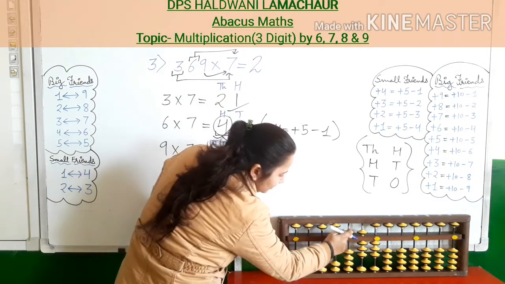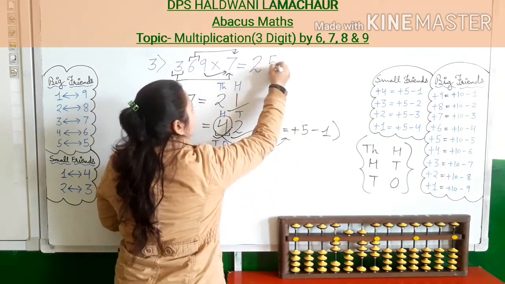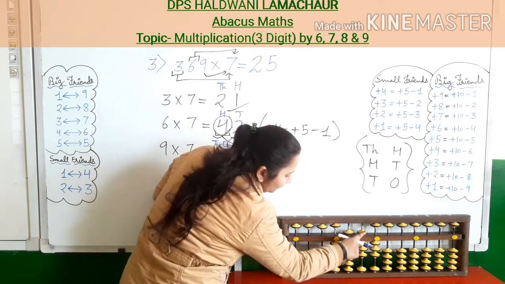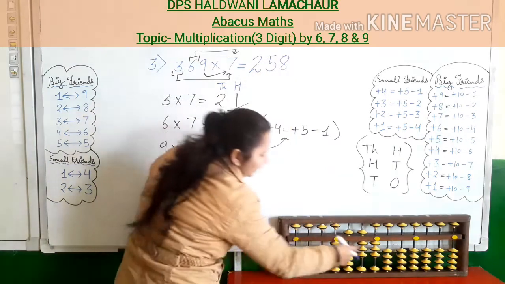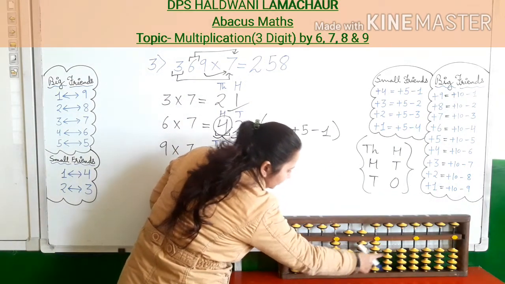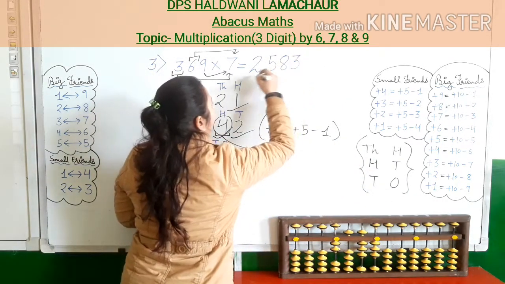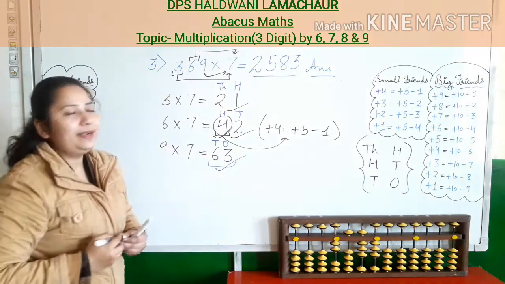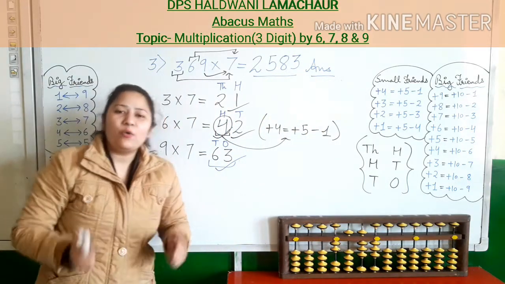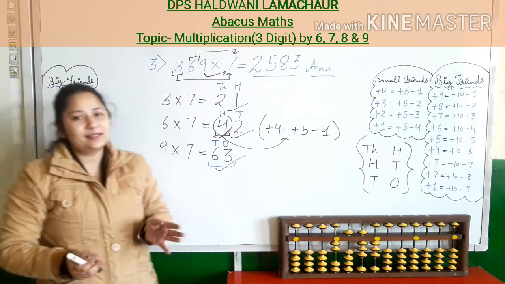In the hundreds slot, 5. In the tens slot, 5, 6, 7, 8. And in the ones slot, 1, 2, 3. And this is your answer: 2583. I hope, kids, you are getting these sums.